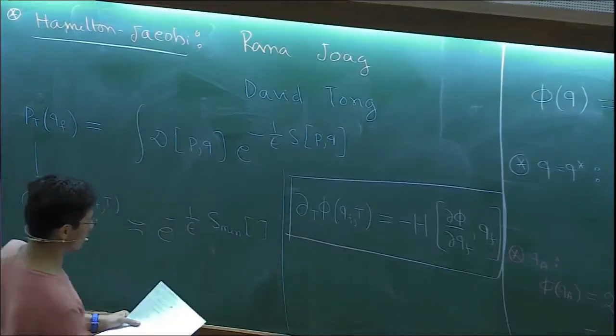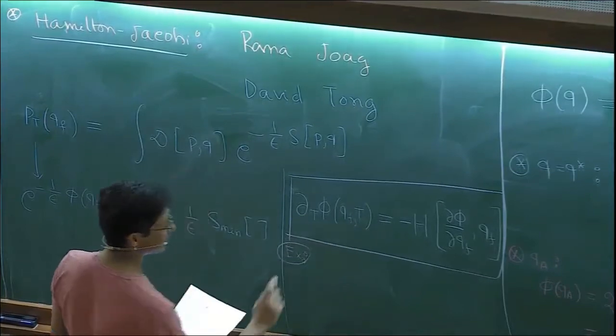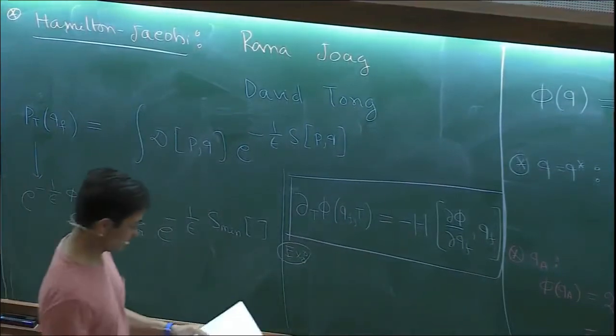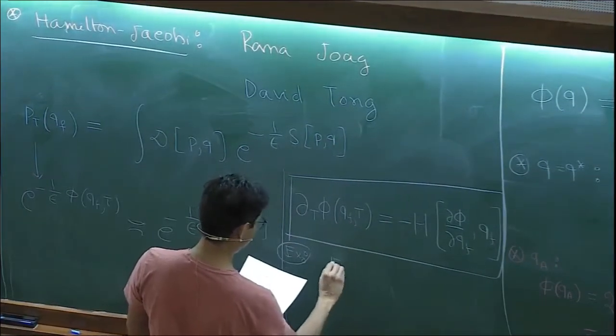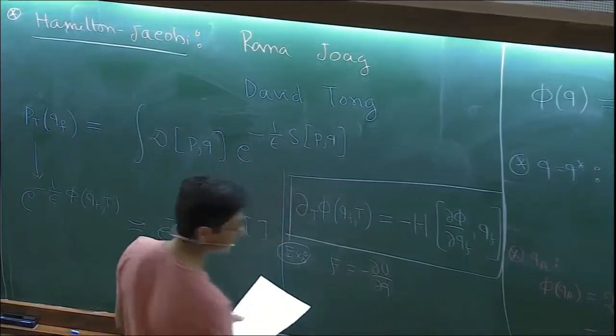As an exercise, do the following. Take the Hamiltonian that appeared in the problem where we had f equal to minus del U del q.